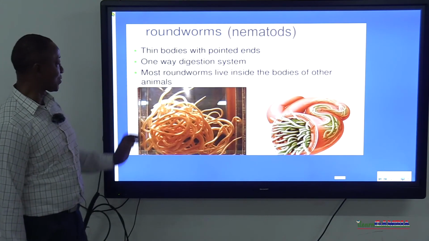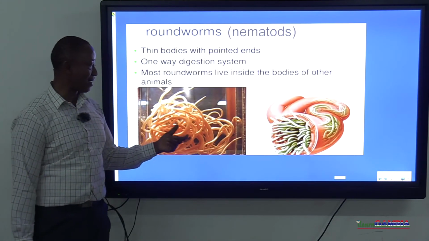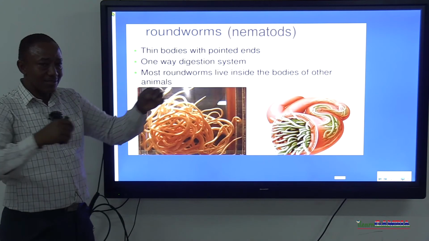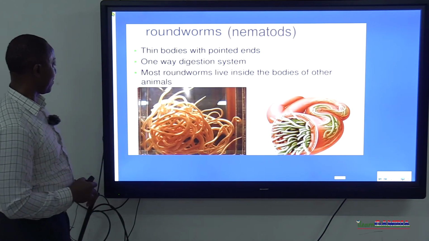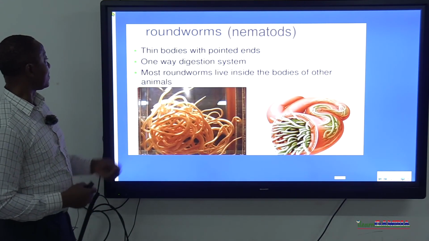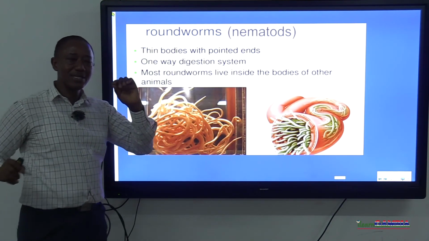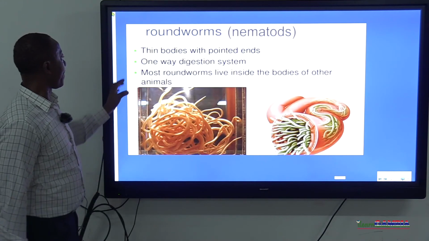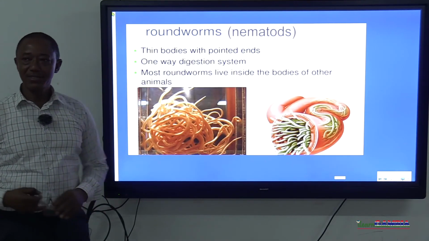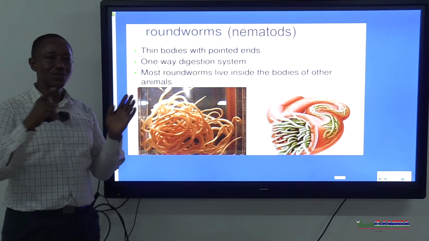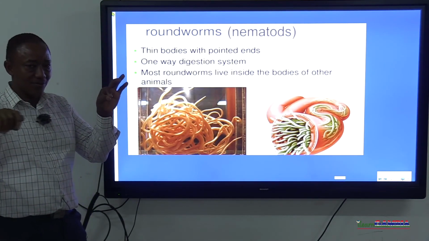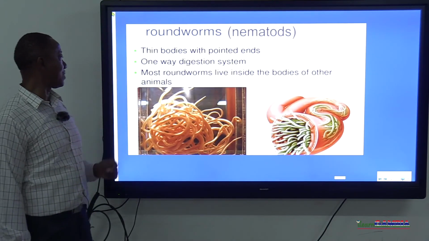The roundworms, again, these are round in nature, but they are like cylindrical tubes. Some can be very long. They have thin bodies with pointed heads. Both the head and the tail are pointed. And they have just a one-way digestion system. From the head to the mouth is just one tube, and that is what they use for digestion.